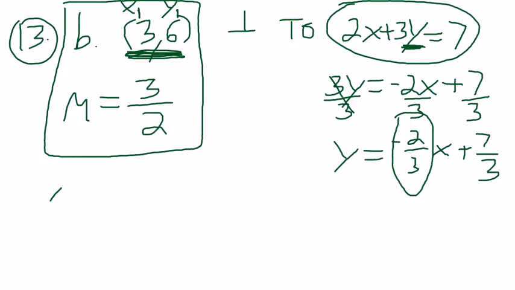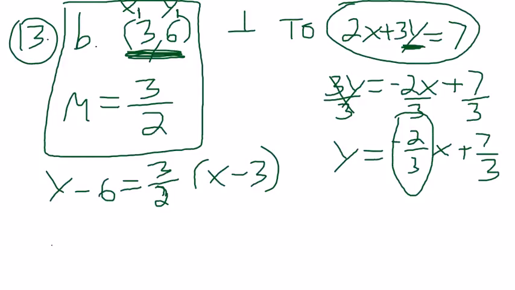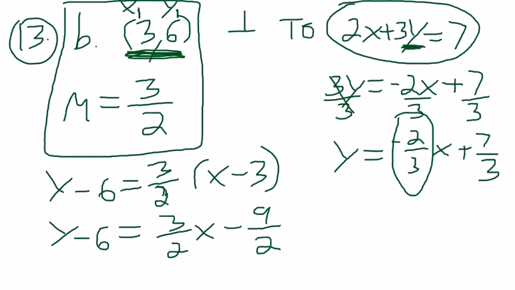So when I do that, I'm going to have y minus 6 equals the slope, which is 3/2, times the quantity of x minus x sub 1, which is 3. Okay, I'm just going to distribute the 3/2, so I get 3/2 x. 3/2 times negative 3 just gets a little messy. You're going to get a fraction. You're going to get negative 9/2. And then the last thing, I'm just going to add 6 to each side.